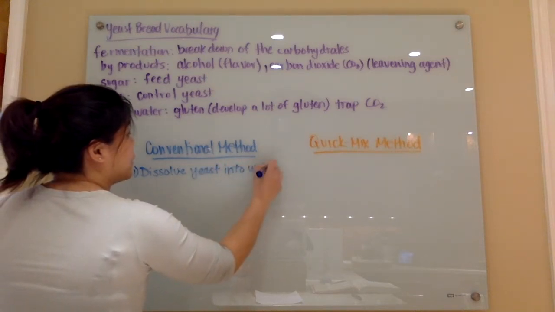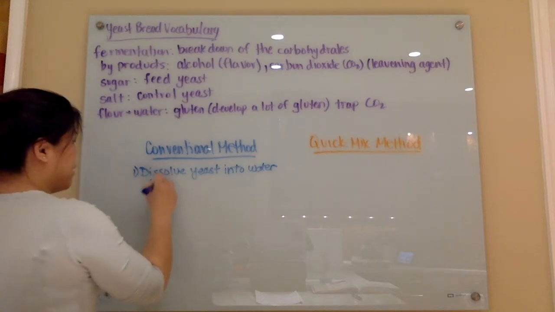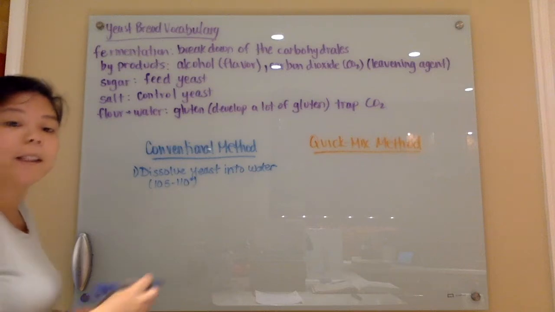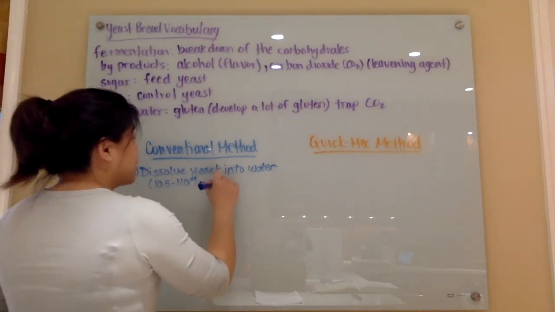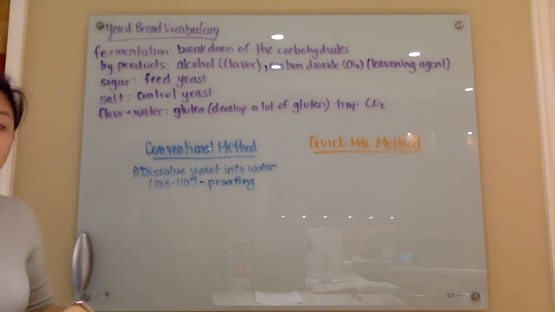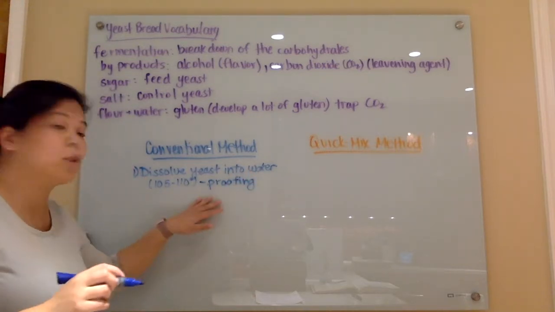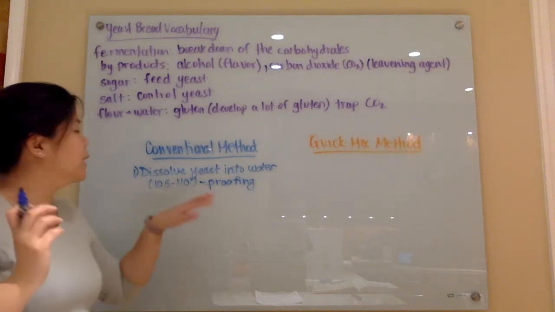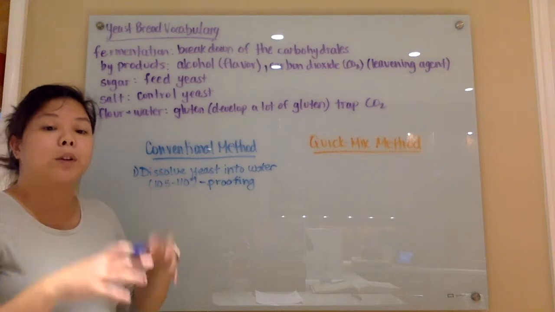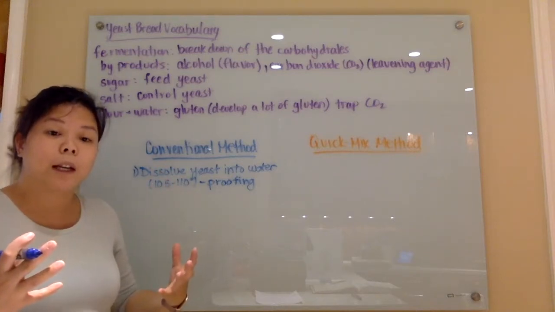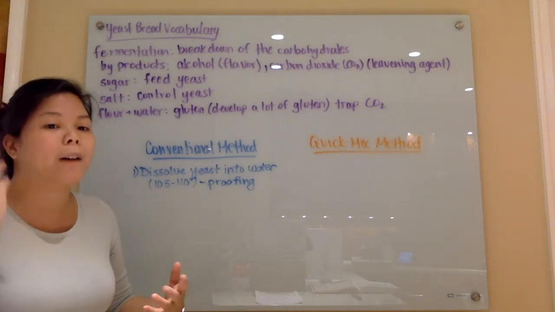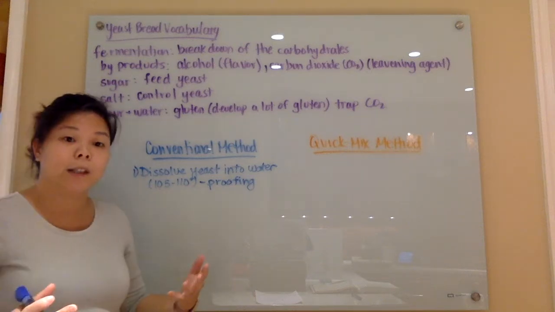Typically this water should be at a temperature of about 105 to 110 degrees. And this is what we call proofing. You are proofing the yeast. The advantage to doing the conventional method is to find out and make sure that your yeast is working. So in this conventional proofing method, I put that yeast into the water and let it grow, and so I know that that yeast is actually working. So if you have older yeast and you're not sure if it's still good, this is a good way to go.